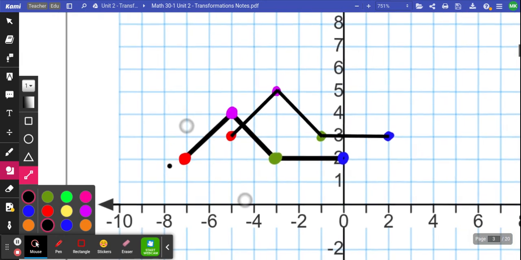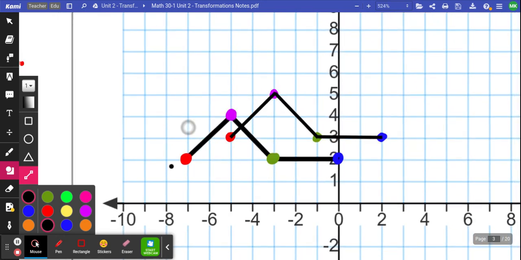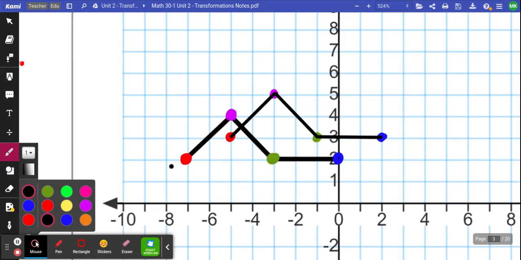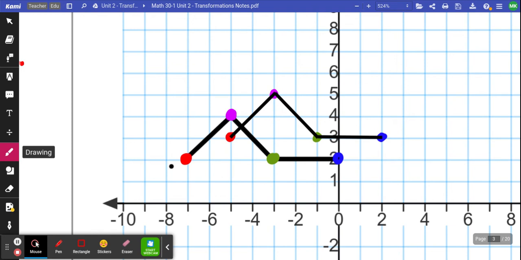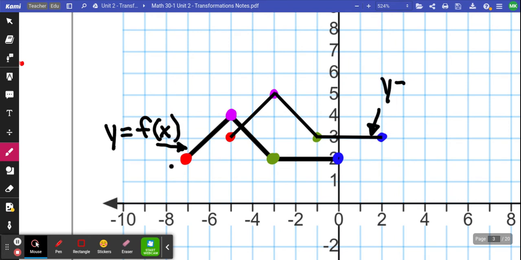Just for the record, when you see graphs, they usually say what the graph is next to it. So this graph was y equals f of x. This new graph was y equals f of x minus 2 plus 1. 2 to the right, 1 up.